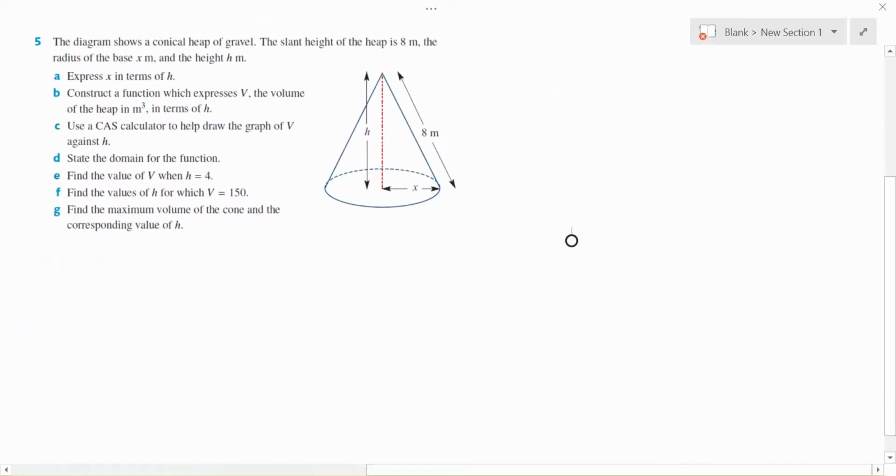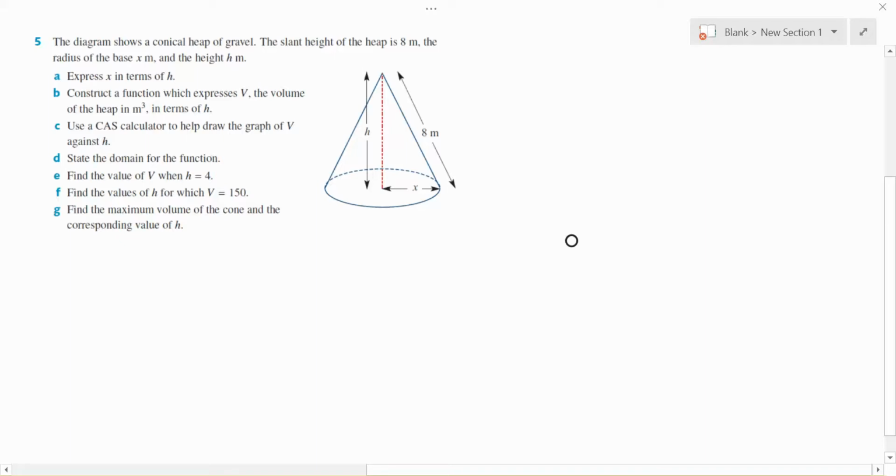Question 5A. Actually, no, let's look at the diagram. We've got a diagram that shows a conical heap of gravel. The slant height of the heap is 8 meters, which in the diagram is the slant height. The radius of the base is x, and the height is h. All right, cool. So express x in terms of h.